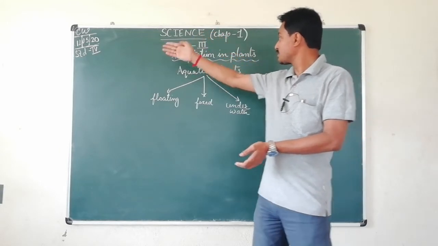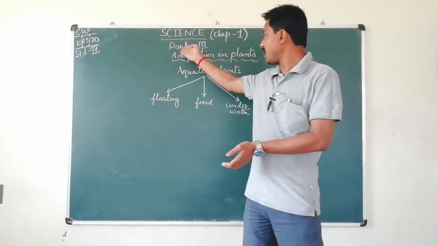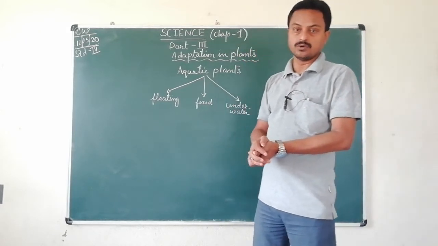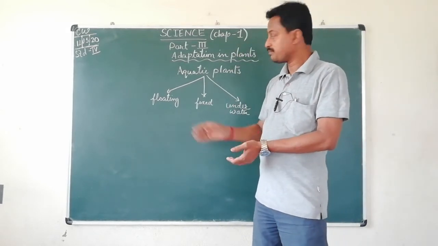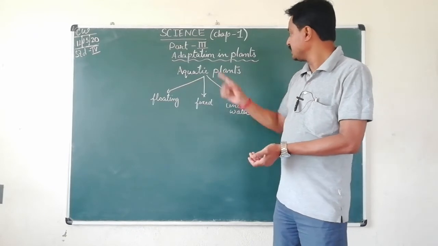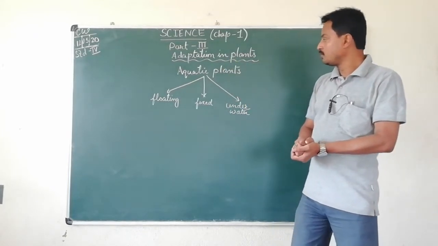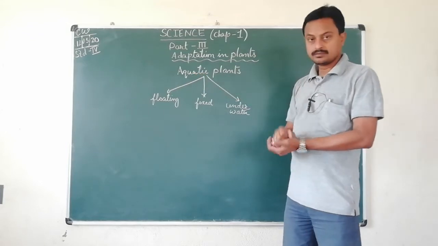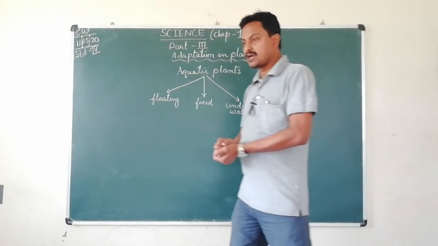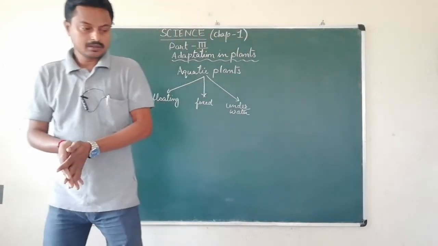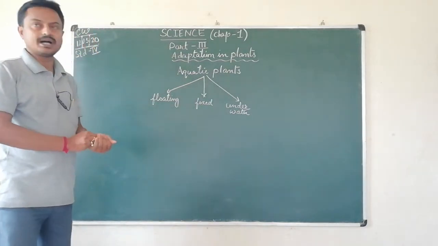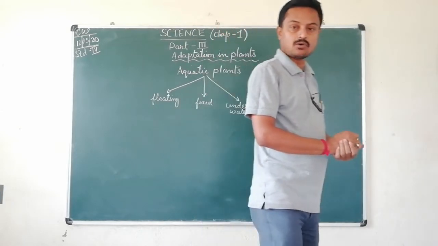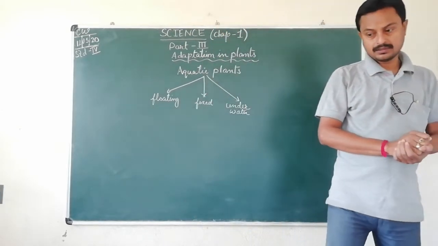Science, class 4, chapter 1, part 3. This is the continuation of the video of the first chapter. Now, today, in this video, we will discuss aquatic plants. What is an aquatic plant? Generally, we say that plants that grow in water are called aquatic plants.